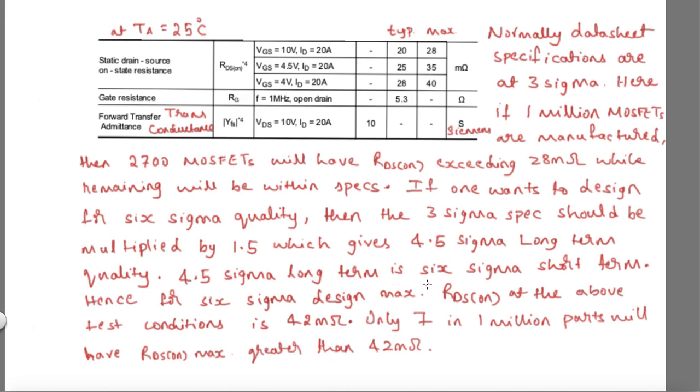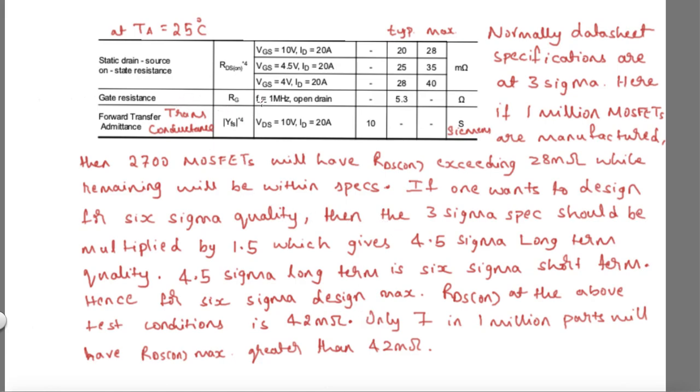4.5 sigma long term is nothing but 6 sigma short term. Hence for 6 sigma design, max RDS on at the above test conditions is 42 milliohms. In that event, if it is designed for 6 sigma, then only 7 in 1 million parts will have RDS on max, which will be greater than 42 milliohms.